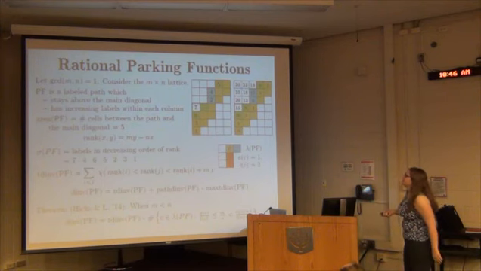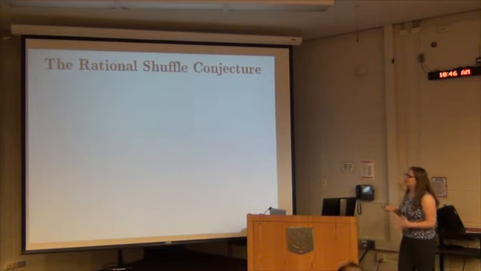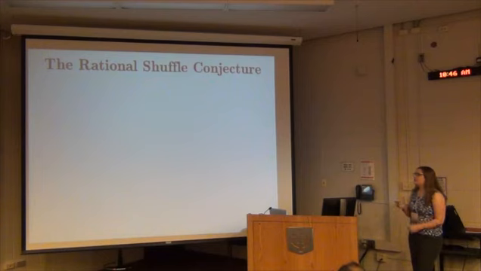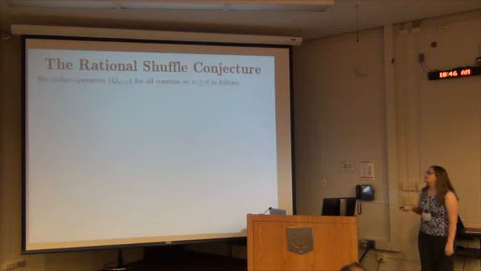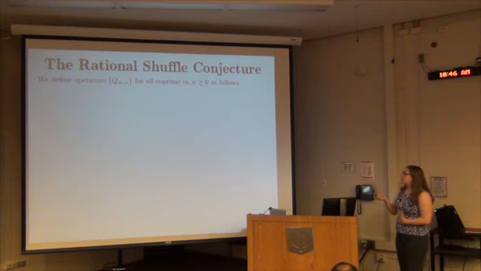So those are rational parking functions. That's going to be the combinatorial side. What is going to be the symmetric function side of our new shuffle conjectures? I'm going to define that inductively. We're going to have a family of operators, one for each pair of coprime numbers m and n. And we'll start with the base case m equals 1.